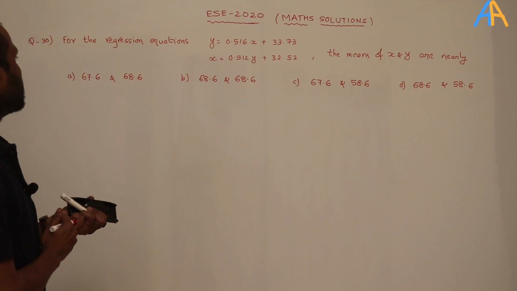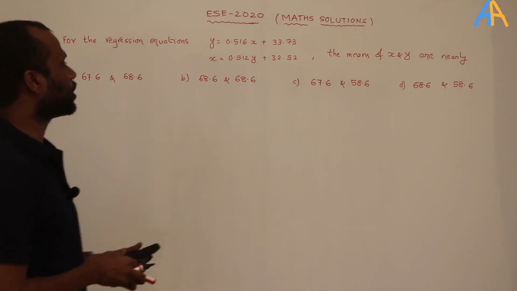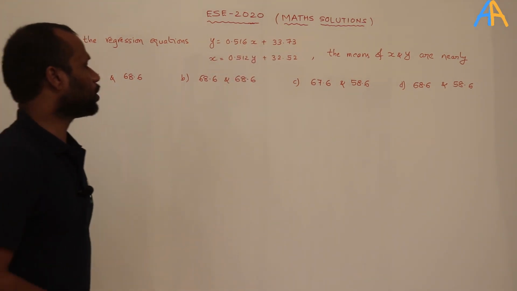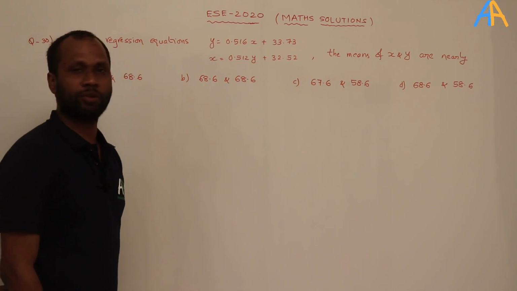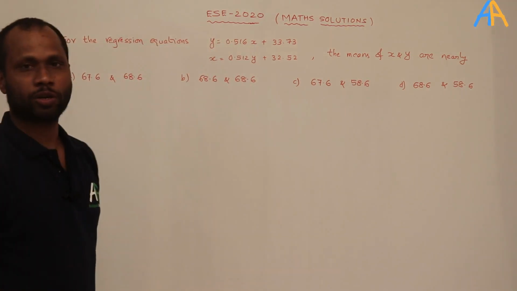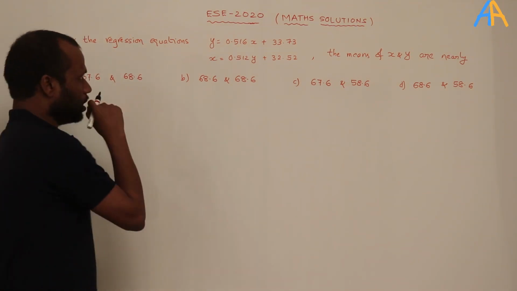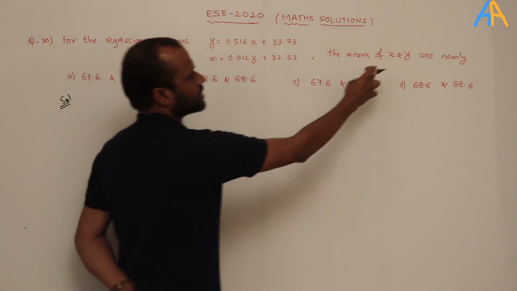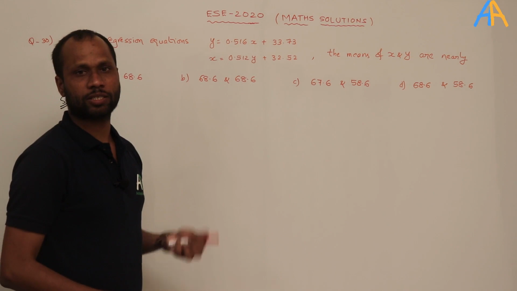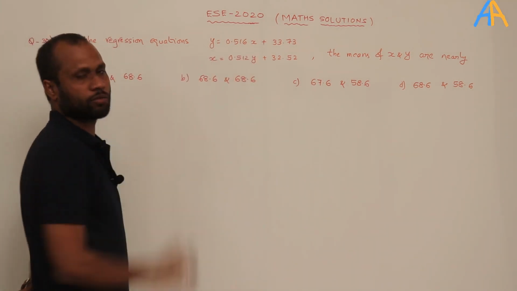Question number 30. Two regression equations were given to us: y is equal to 0.516x plus 33.73, and x is equal to 0.512y plus 32.52. The means of x and y are nearly, four options were given. What we know to solve this is that the means of x and y would always lie on the regression lines. Here the regression lines given are y is equal to so and so, and x is equal to so and so.